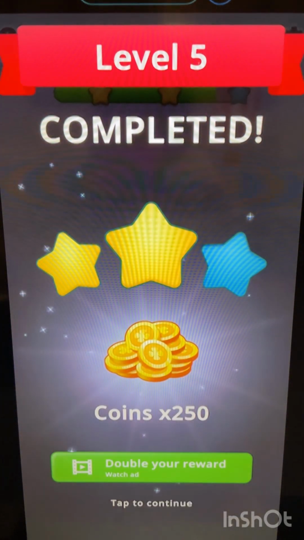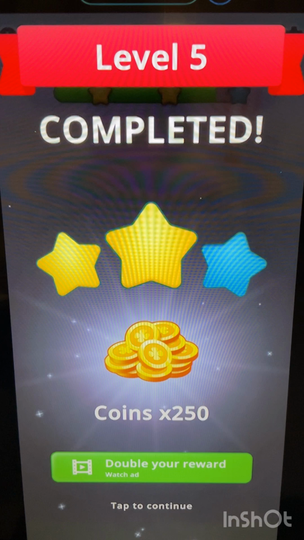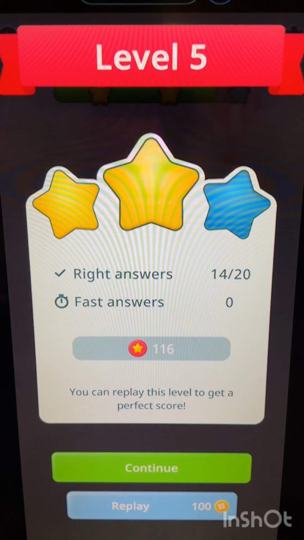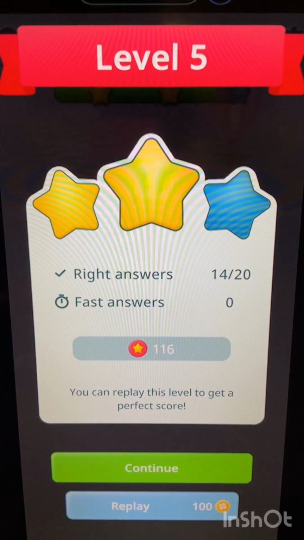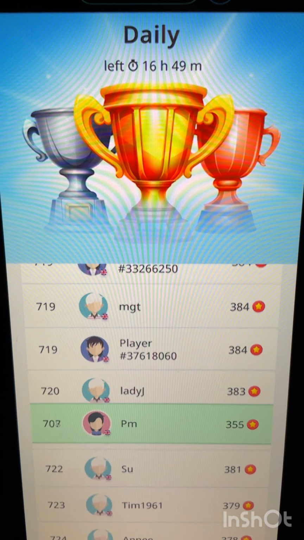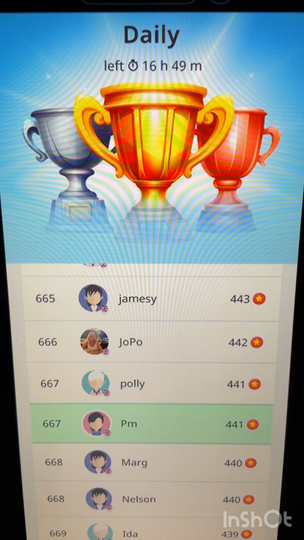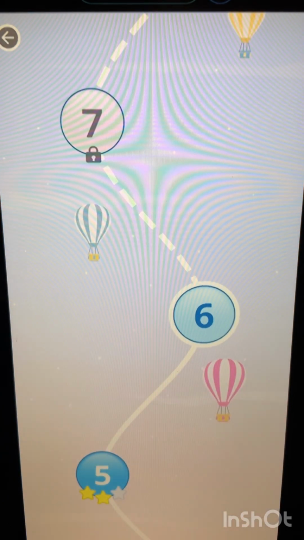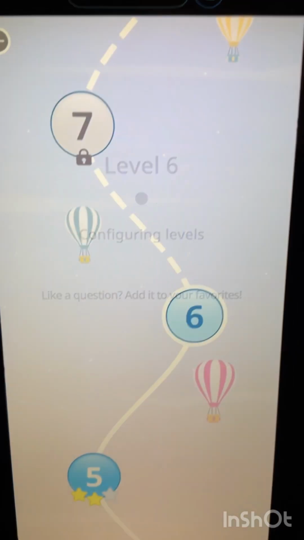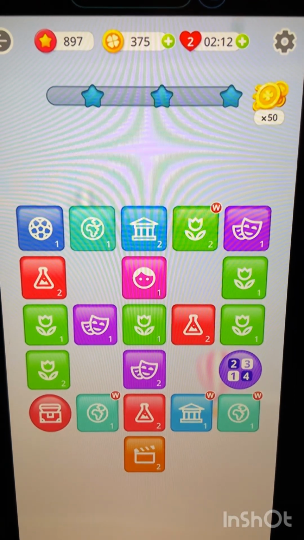So we've done very well in this level. So let's continue. And we've got a lot. Can I open this bag? So we're going to continue again. So I've gone higher. My point is 441. So we're going to level 6 in these games. And we got to be very careful this time around and see what we can do.